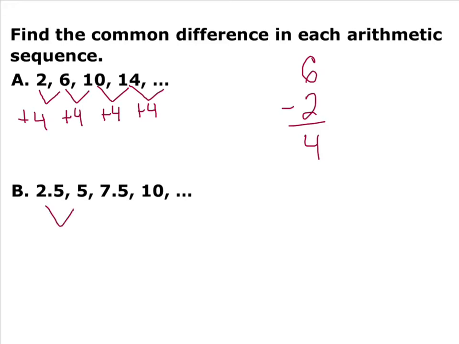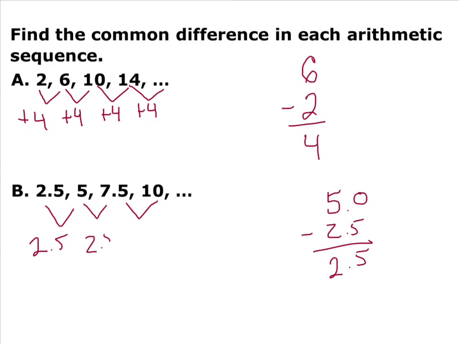Again, we have to find the difference between these 2 numbers right here. All we have to do is take our 5 and subtract 2.5 from that. Okay, so I'll add a decimal and a 0, subtract those, which gives us 2.5. So we know that our common difference is 2.5. And again, we're adding 2.5 each time, so we have an increase of 2.5. Simple. Alright, let's take a look at our next one.